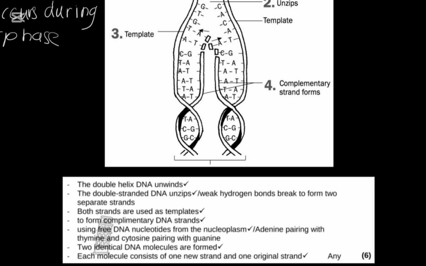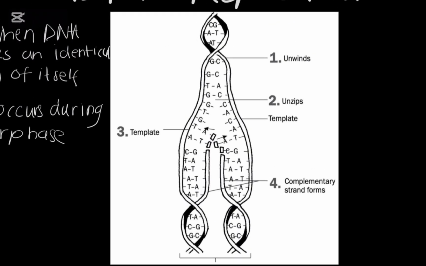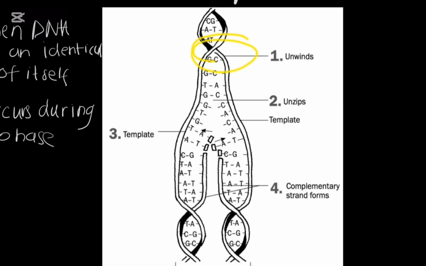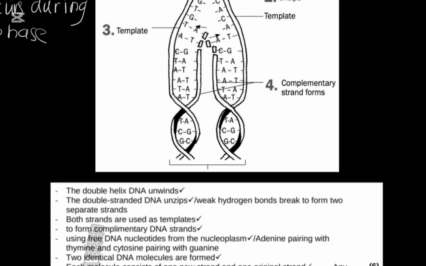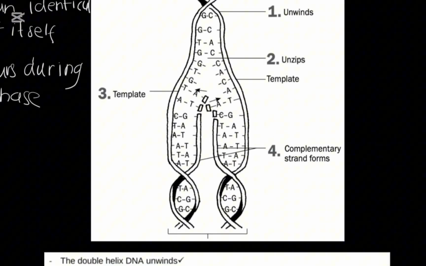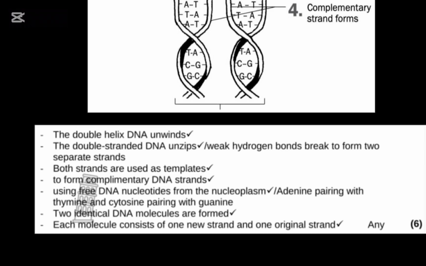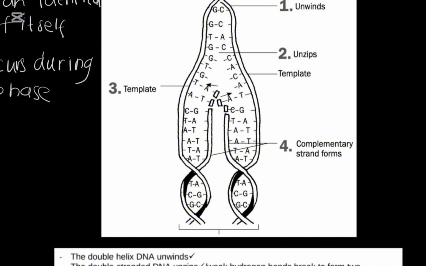The first one is that the double helix DNA unwinds. Unwinding basically means it untwists. You see what is happening here? This is it untwisting or unwinding. The double-stranded DNA unzips. This is it unzipping. You see, when a zip opens up, it looks very similar to what is happening right here. The process of the double-stranded DNA unzipping is basically the weak hydrogen bonds breaking to form two separate strands. You see, after the unzipping, two separate strands form.